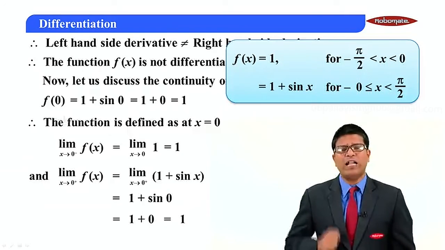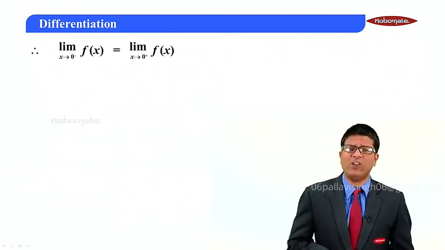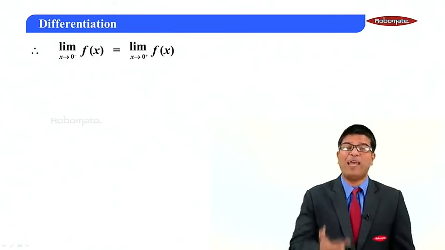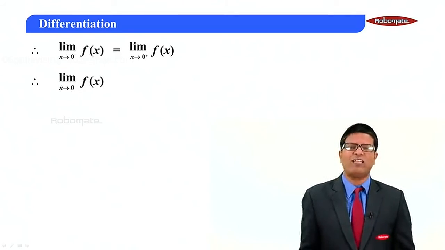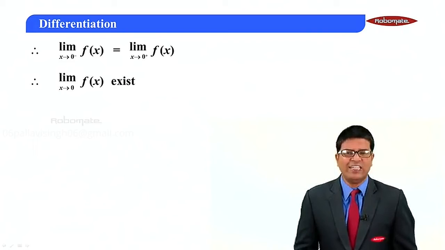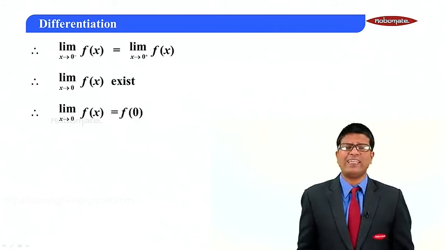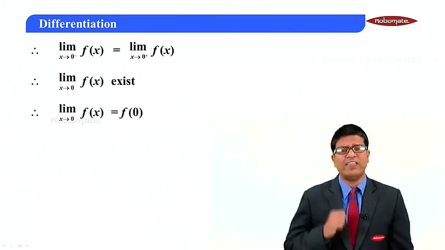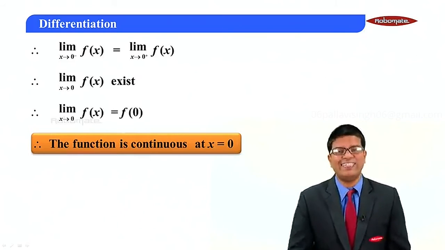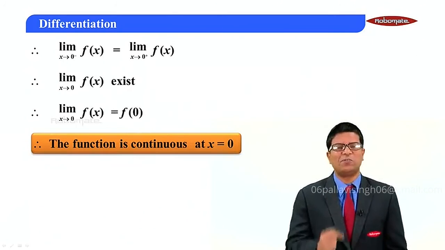So what we have proved? Limit x tends to 0- of f(x) is equal to limit x tends to 0+ of f(x). Therefore, limit x tends to 0 of f(x) exists. Therefore, limit x tends to 0 of f(x) is equal to f(0). Therefore, the function is continuous at x = 0.